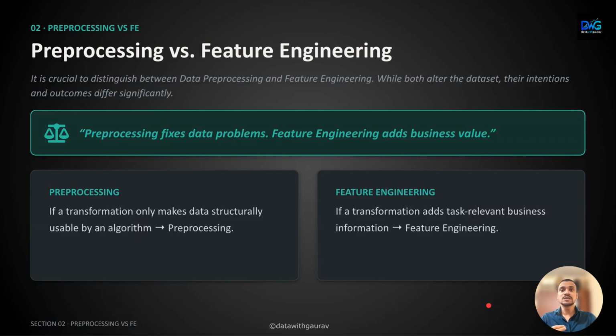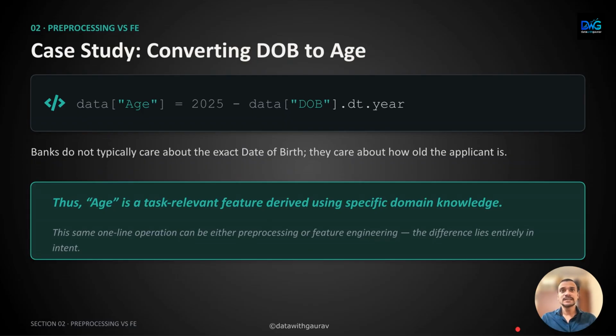So here is an easy way to decide which category a transformation belongs to. If a transformation simply makes the data structurally usable by a machine learning algorithm, then it's data pre-processing. But if that transformation introduces meaningful task-specific information that improves the model's ability to learn, it's feature engineering. That distinction is important because pre-processing ensures the model can learn from the data, whereas feature engineering helps the model learn better from the data. Let's make this distinction more concrete with a simple example.